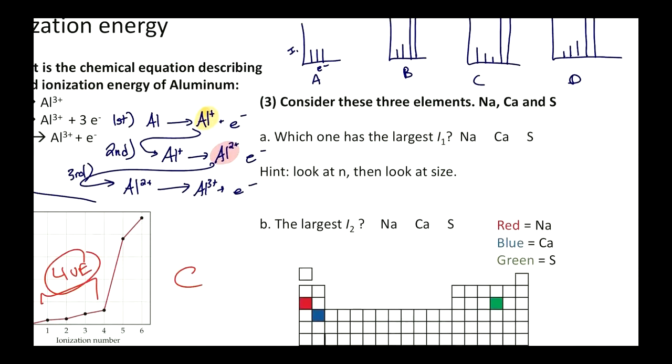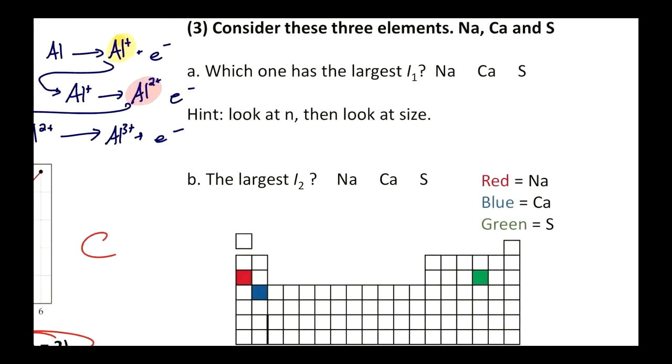All right, so third one here. Let's consider these 3 elements: sodium, calcium, and sulfur. All right, and so I have those labeled here on my nifty periodic table. So there's sodium, calcium, and sulfur. So we want to figure out which one has the largest first ionization energy. And so I gave you a hint here. The idea is we're moving an electron, so we want to look at size. So N value, this shouldn't say size, it should say Z effective.